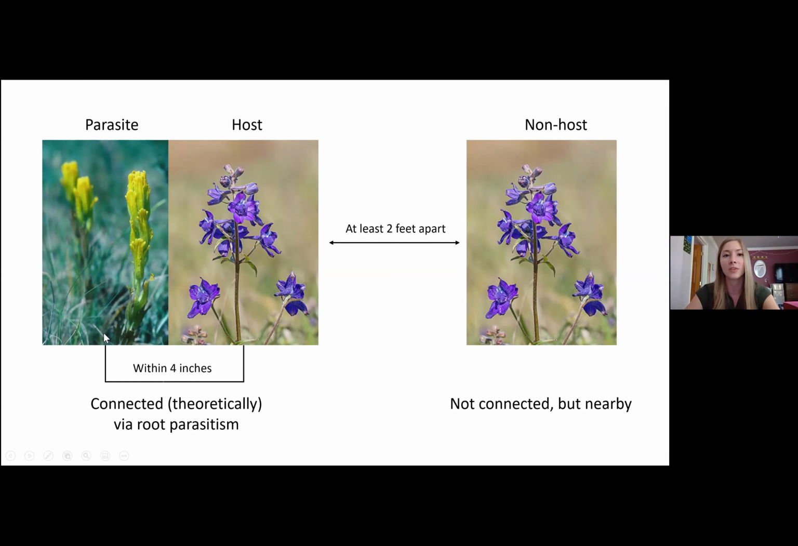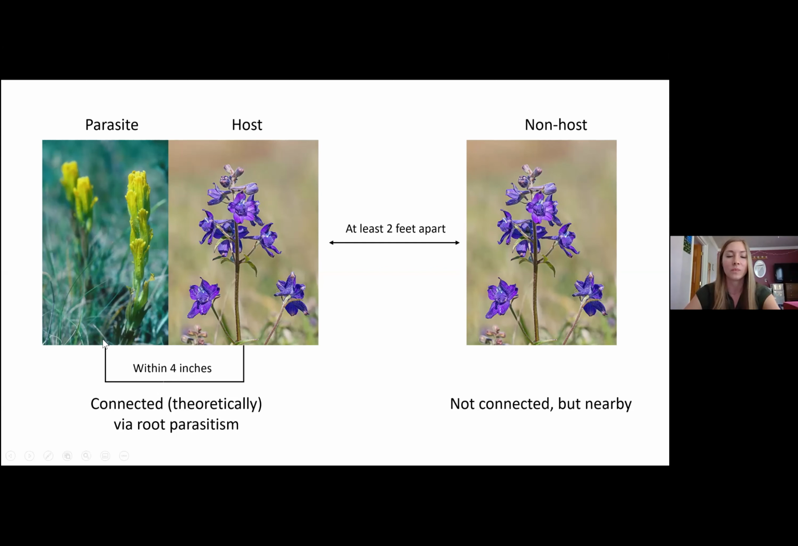We were not able to confirm parasitism in the field because in order to do so, you would have to dig up the Castilleja and look at its roots and find haustorial root connections, which are little organs that connect the host and the parasite roots. And we didn't want to do that because digging up the Castilleja, of course, would hurt this threatened plant species.